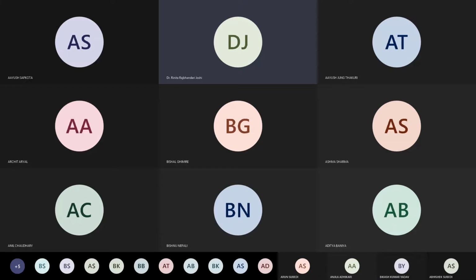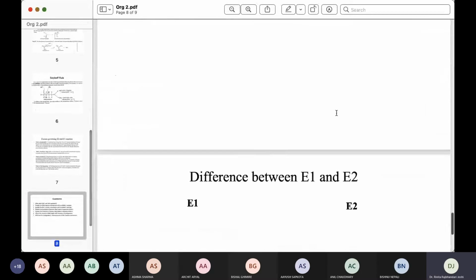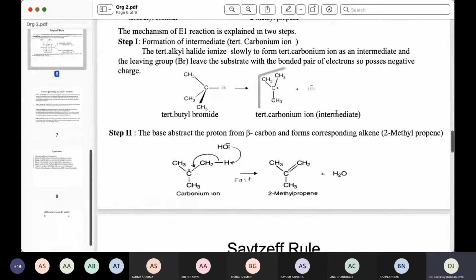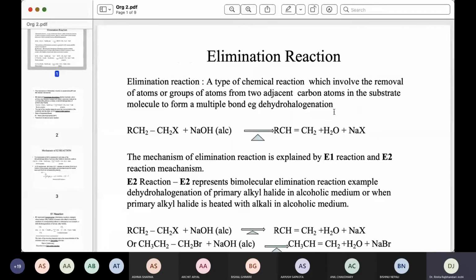Elimination भन्ने बित्तिकै सबै सकिहाल्छ. Okay. So let's start about the elimination. When you say elimination reaction, the word itself gives you the meaning. What does eliminate mean? Eliminate means something is going out, is removed.